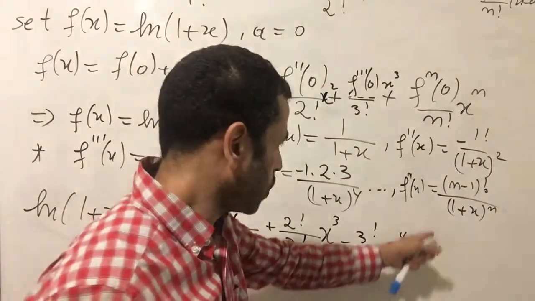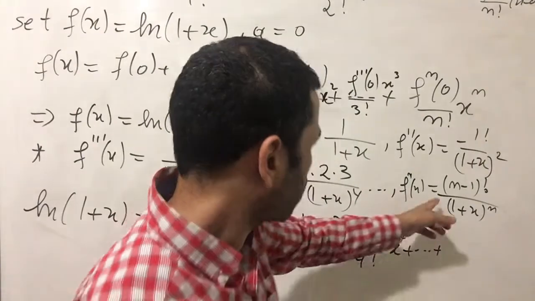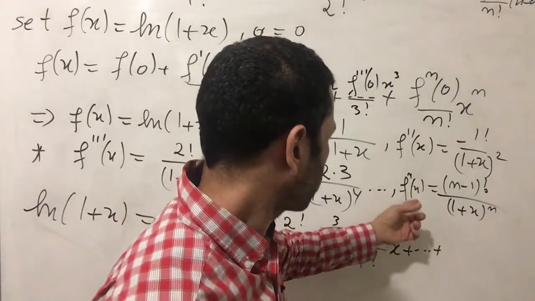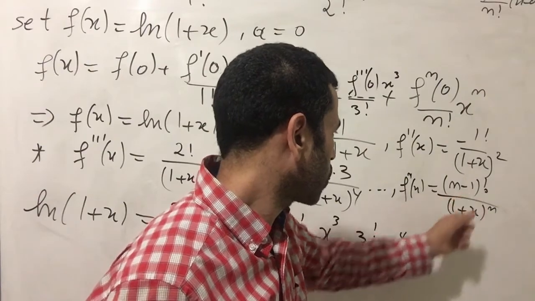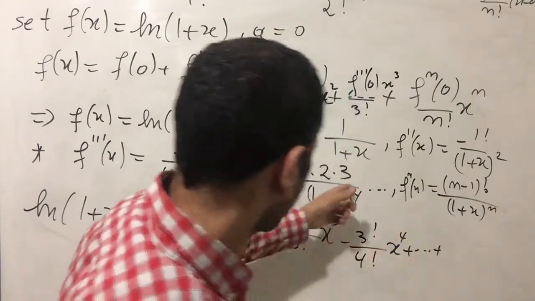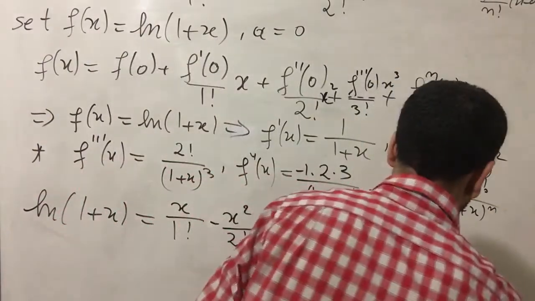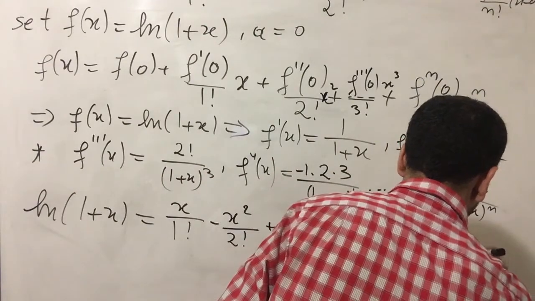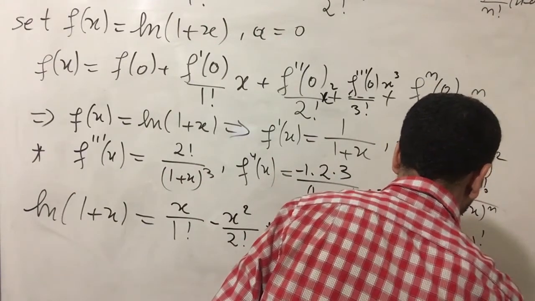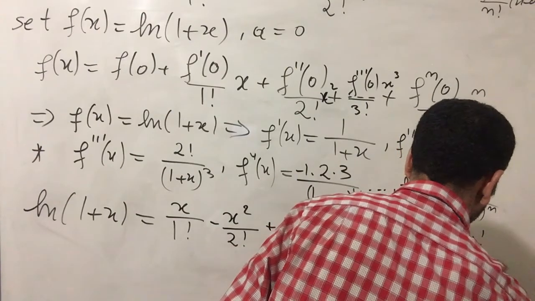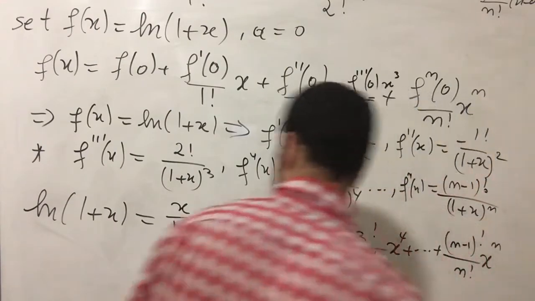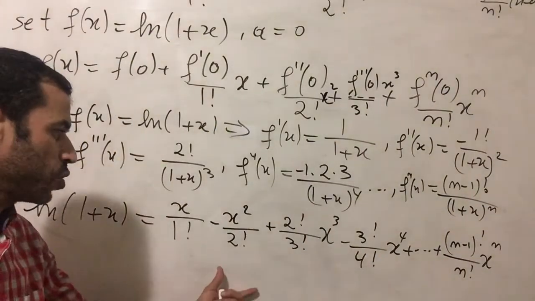So the last term here, if you plug number 0 into this function, we will always have (n minus 1) factorial over n factorial, multiplied by x to the n. Okay, so I'm going to simplify this one a little bit.